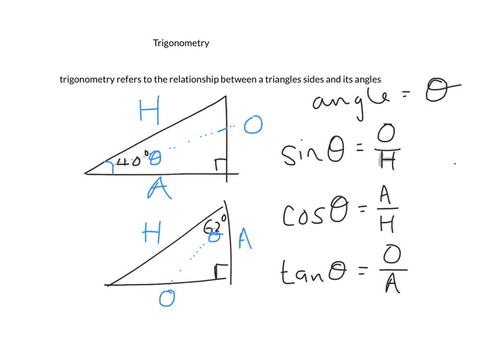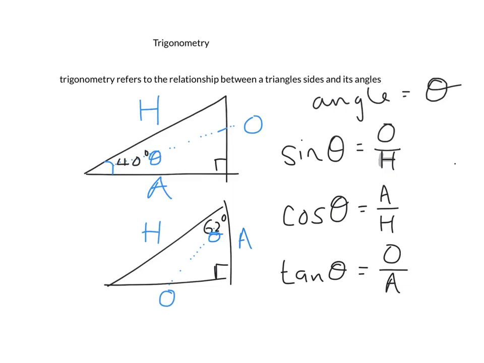There. Sine theta is O over H. Cos theta is A over H, and tan theta is O over A. Now, these words, sin, cos, tan, where have you seen them before? Yeah, they're sitting right there on your calculator, but you may not have used them much before.